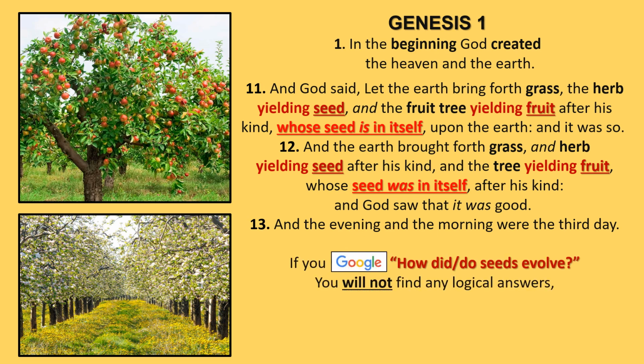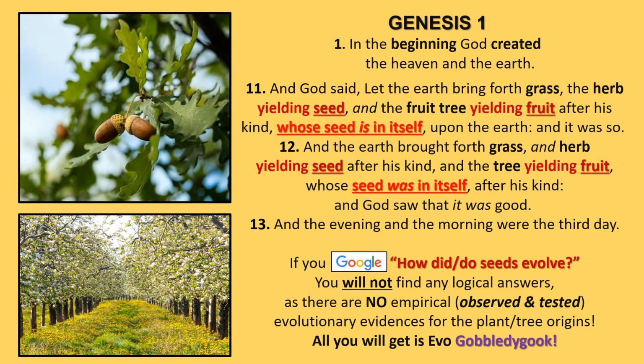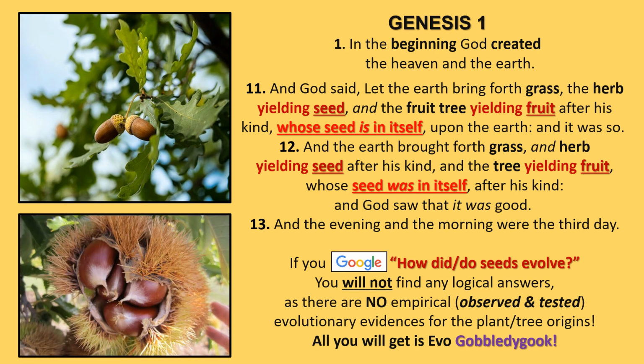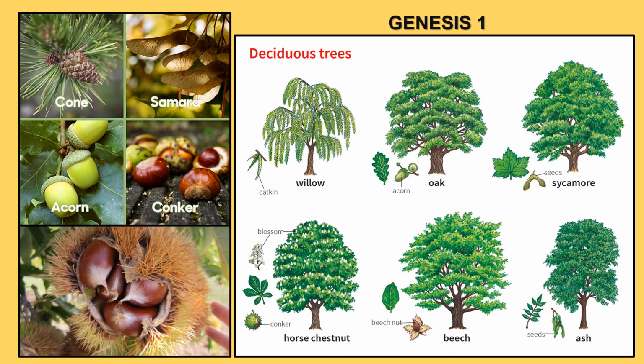Now, if you Google how did or do seeds evolve, you will not find any logical answers. You can even go to any evolutionary scientific papers, and all you will find is that there is no empirical, observed and tested evolutionary evidence for the plant tree origins. All you will get is Evo gobbledygook, which is like scientific jargon, but it doesn't actually mean anything. You just need to go to these papers and have a look. They don't know how seeds form. What came first, the tree or the seed? We have all these seeds on the trees, and they're all individual ones, and they're amazing. God created the trees and the seeds, the seed yielding fruit.